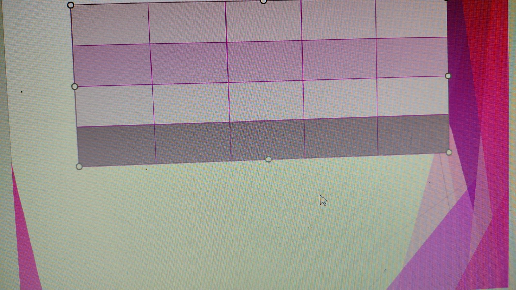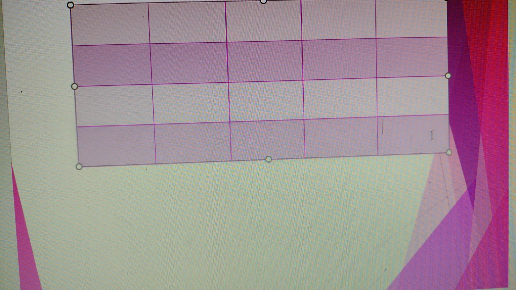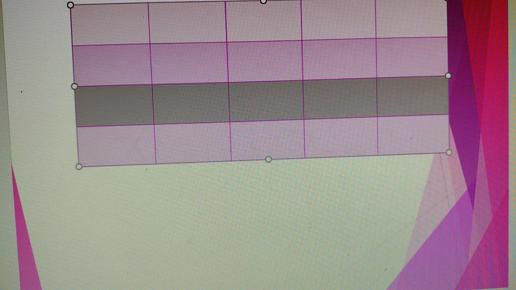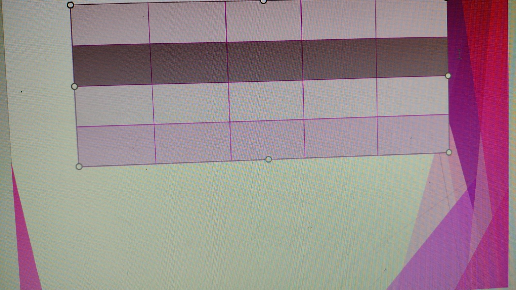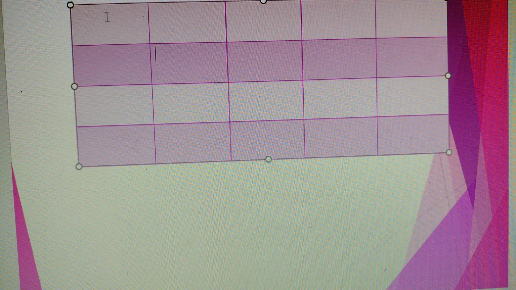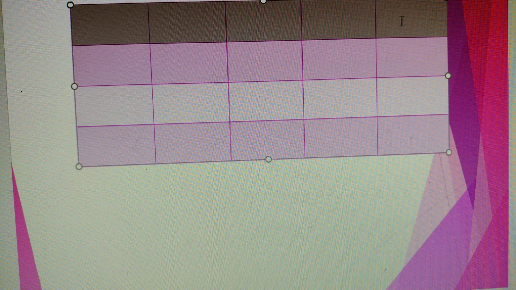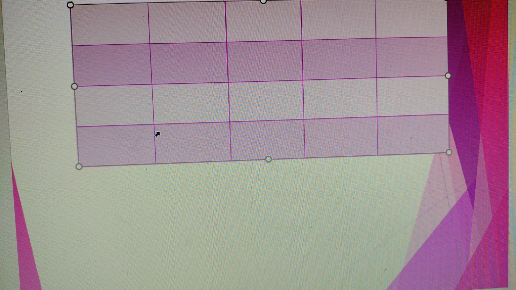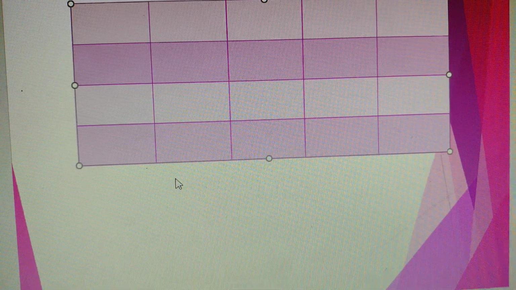Remember that rows are always horizontal. This is horizontal, which is the first row. This one is the second, this one is the third row, and this one is the fourth row. So now you might have understood what rows are. Now let's move to the topic.